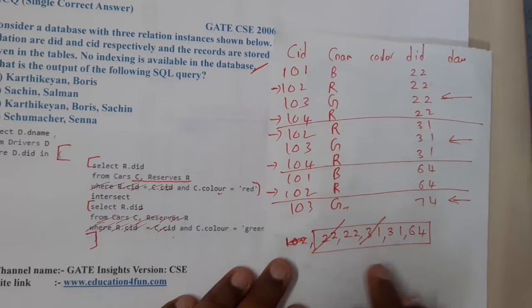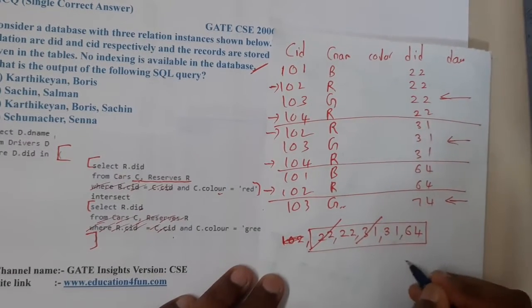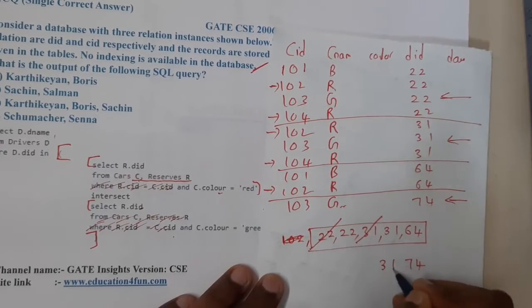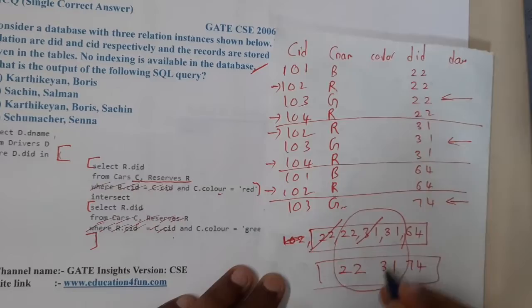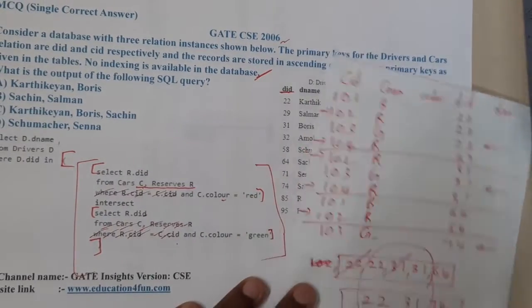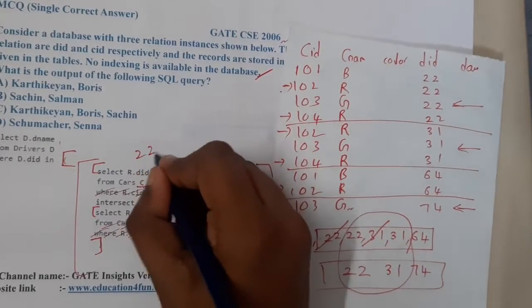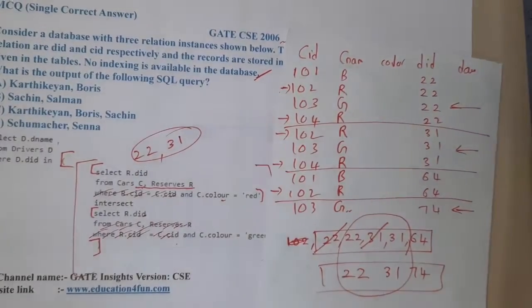Moving on to the below part, which talks about green. So when it comes to green, we are having 74, 31 and 22. So if I perform intersection between these two, these two will match. So the final result after completing this whole thing, I'm going to get 22 and 31, right? So I got 22 and 31.